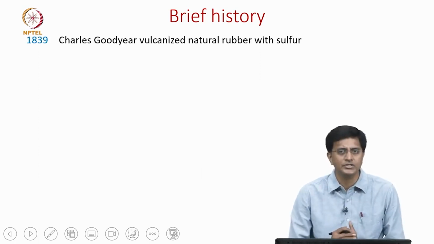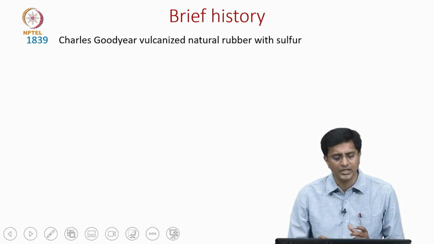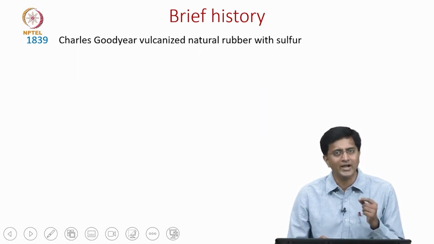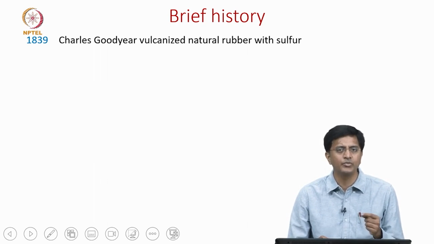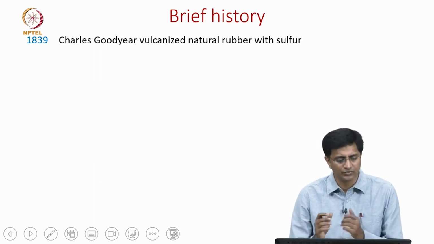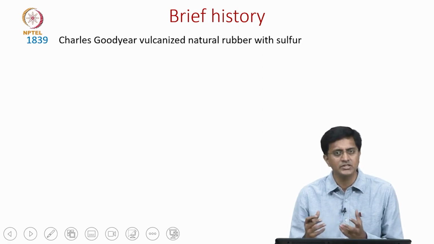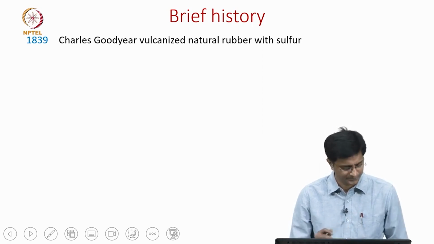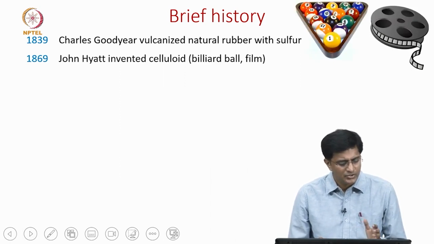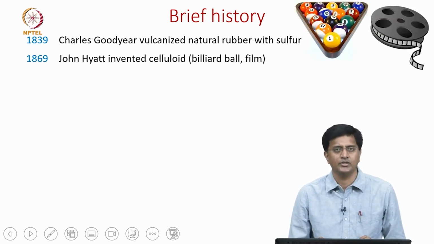Now, let us see how the synthetic polymers evolved. So, in 1839 Charles Goodyear vulcanized natural rubber. Natural rubber, as you know, is very soft, but when you add sulfur to it, it hardens and improves the properties. This led to several applications of vulcanized rubber because of these advantageous properties. Next, in 1869 John Hyatt invented celluloid.